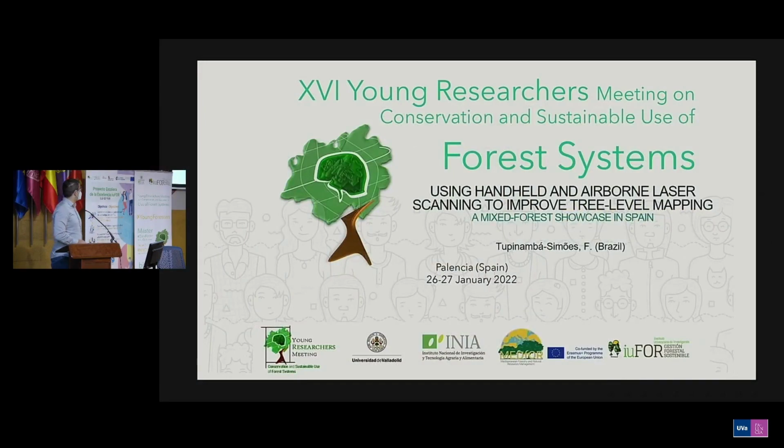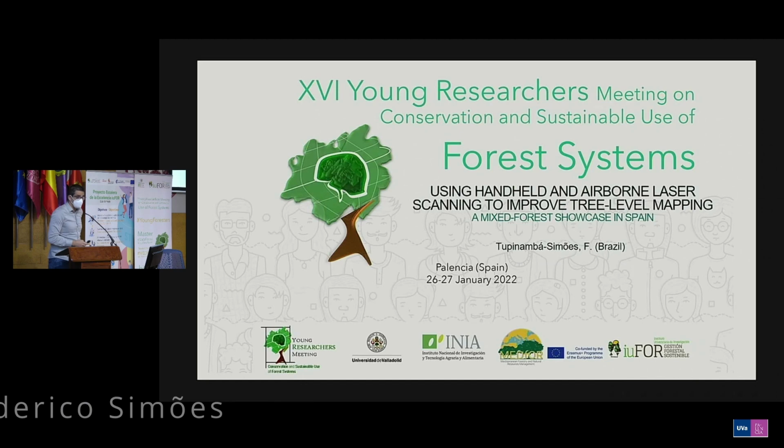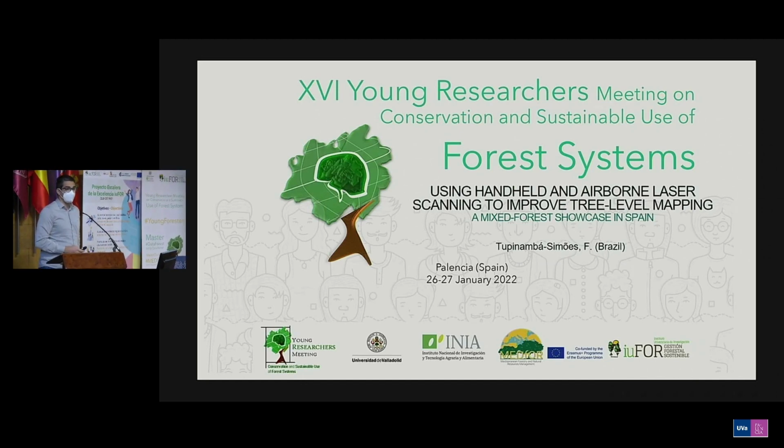I'm glad to present this ongoing project using LiDAR and airborne laser scan to improve the point cloud in a mixed forest plantation.